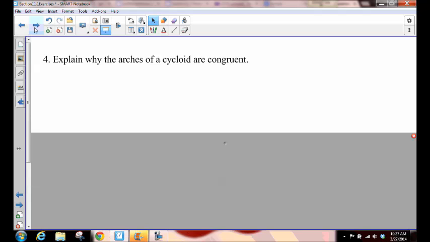Part 4 asks us to explain why the arches of a cycloid are congruent. Basically, they're congruent because each arch is produced by one complete turn of the wheel.